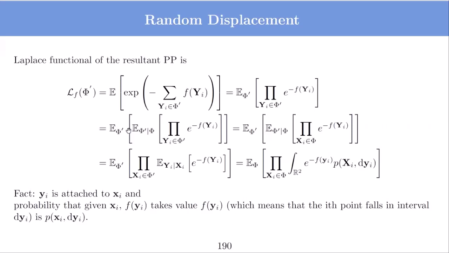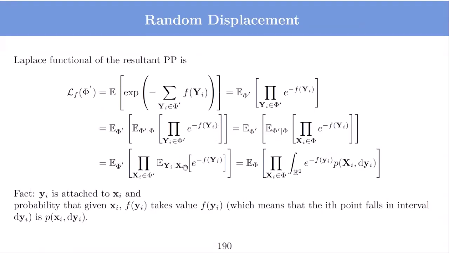Okay, so this is a typo. This is not phi dash, this is phi. So inside this is phi dash given phi, and outside I decondition with respect to phi, and inside there is a product over phi dash of e to the minus f(y_i). Okay.